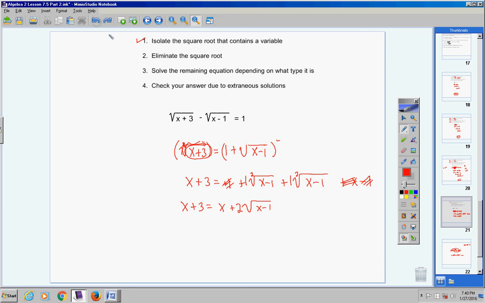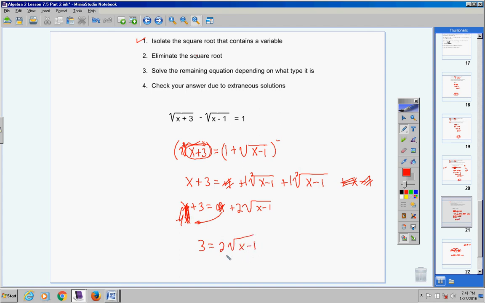I'm really not done with step 1 yet. I'm not done with step 2. I have not eliminated the square root, or the root. There's still 1 left. So let's go back to step 1. Let's isolate this. So bring the x over and make it a negative x. When I do that, what happens to the x's? They cancel out. So now I'm left with 3 equals 2 square root of x minus 1.